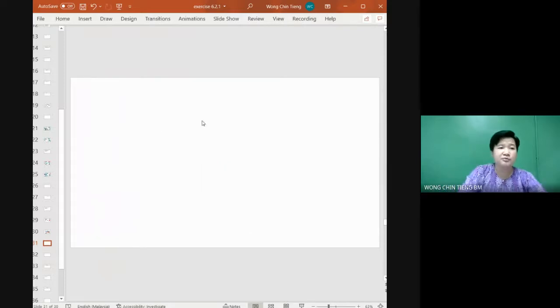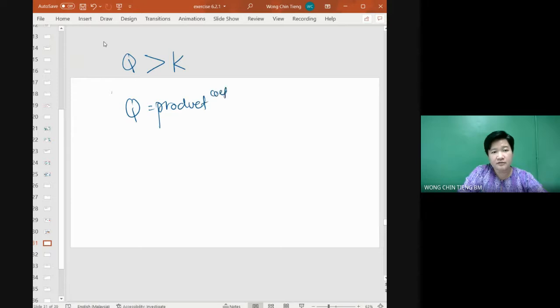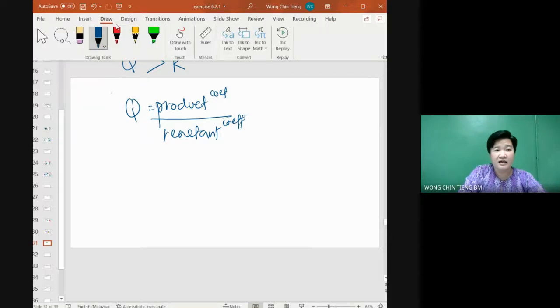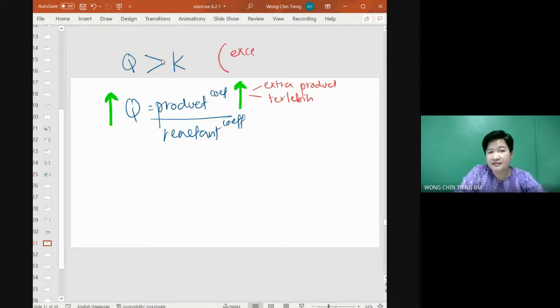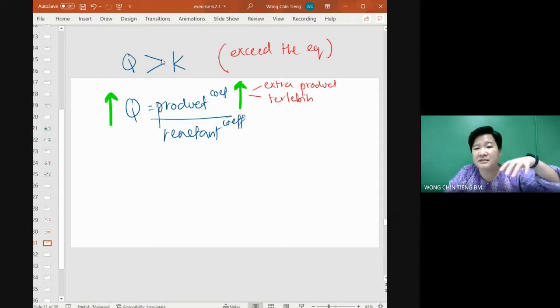Okay. So, vice versa, and also the last thing, when your Q bigger than the K. Sama lah. Alright, when the Q bigger than the K, sama. You have your Q bigger than your K. That means your Q equals to product coefficient over reactant coefficient. So, sekarang Q kamu besar. So, bila Q kamu besar, produk kamu tinggi. Produk tinggi bermakna extra product. Alright, extra product means you have terlebih. Produk dah lebih sangat. So bila produk dah lebih sangat, that means it's already exceed the equilibrium. Dia dah lebih daripada equilibrium. Dia dah lebih daripada sepatutnya yang kamu ada. Okay, it's more than what you should have.